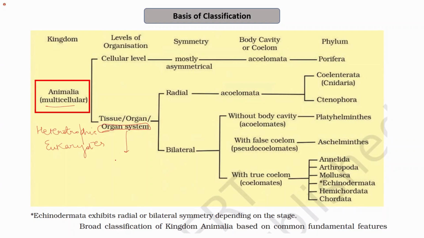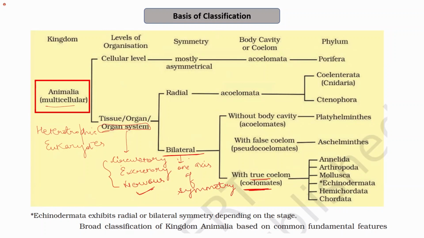That is, they have a circulatory system. They have an excretory system. They have a nervous system. So all these systems are developed in the organisms that belong to phylum Annelida. They have bilateral symmetry. That is, their body can be divided into two equal halves by only one axis of symmetry, and they have a true coelom. That is, they are coelomates.